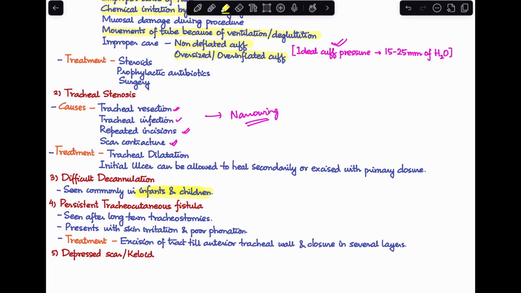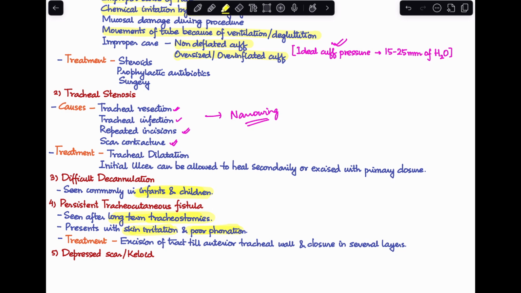Next complication is having a persistent tracheocutaneous fistula. I spoke about this earlier, that there is a fistula or a communication that opens between the trachea and the skin. This is usually seen in very long-term tracheostomies, which have been going on for months to years. They'll usually come to you with skin irritation and poor phonation. Our treatment would be to excise the tract till the anterior tracheal wall and perform closure in several layers.